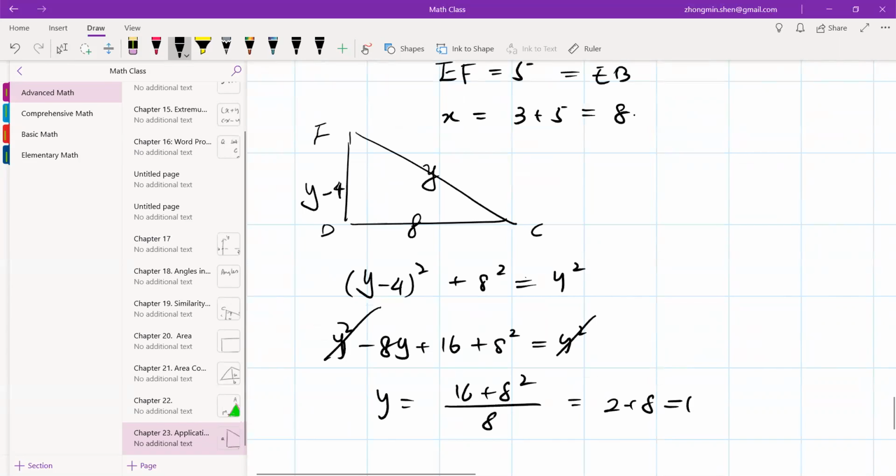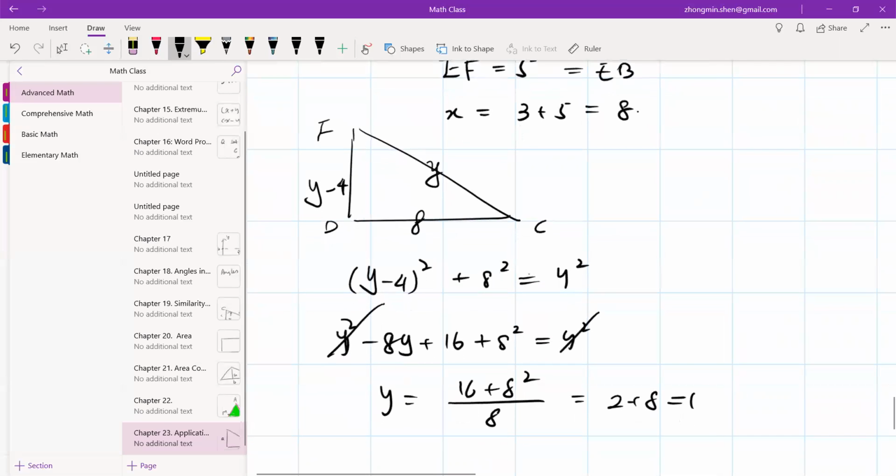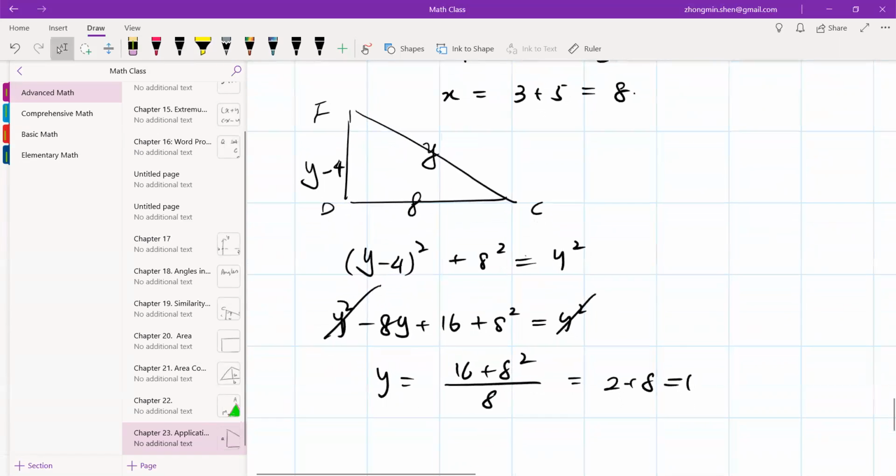12 or not? Hold on. Let me double check my computation. Did I? Hold on. 5 plus 3 is 8. Yeah. X is 8. Okay. And this is going to be 10 instead of 12. Yeah. Okay, it's 10. So I'm confused. Yeah. All right, it's 10.